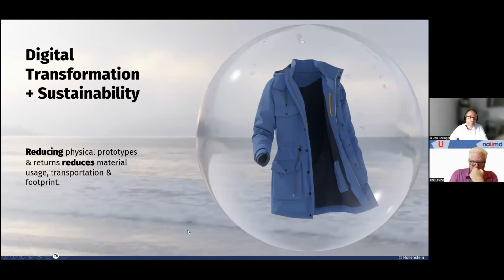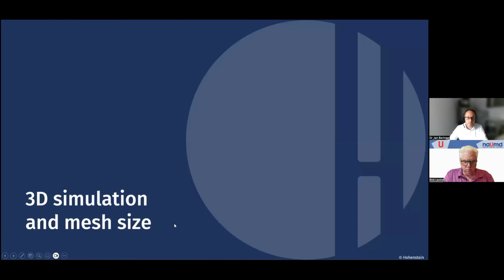So basically the digital transformation and sustainability go hand in hand. This is what we just highlighted: reducing physical prototypes, reducing returns by a more customized design and a faster design, and overall reducing your carbon footprint. Yeah, that was the intro.